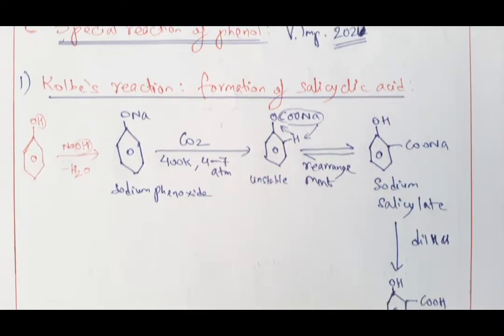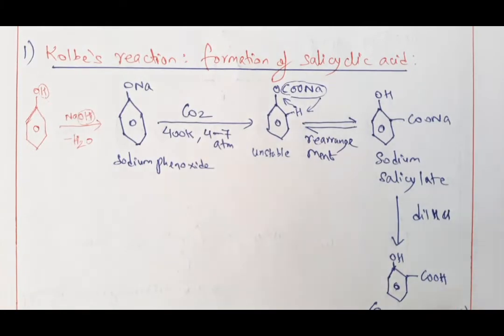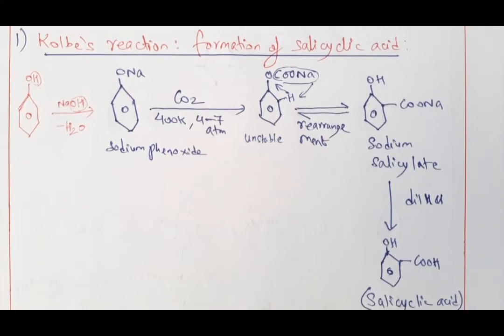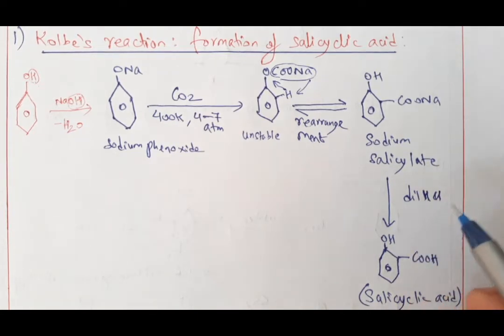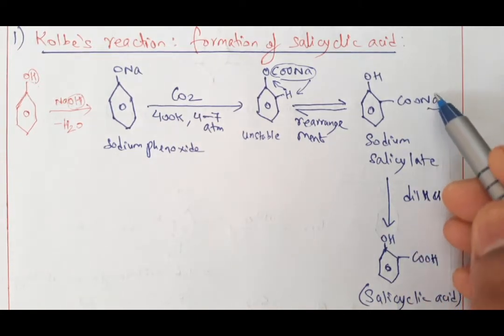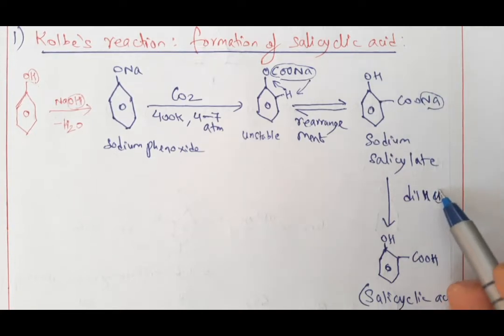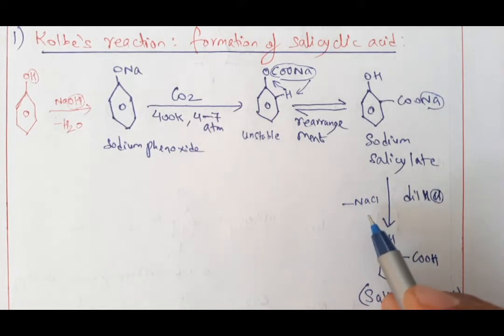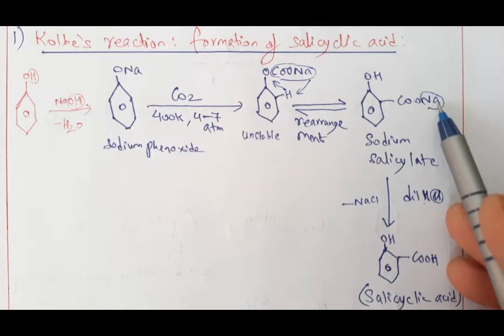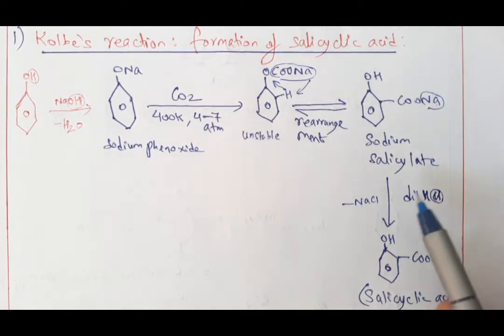Now finally this sodium salicylate is reacted with dilute HCl. So when you react with dilute HCl, what happens here? This Na will go with this Cl and form NaCl, so NaCl is out. As NaCl goes out, this H will go in place of Na and forms like this. And the compound so formed is salicylic acid.